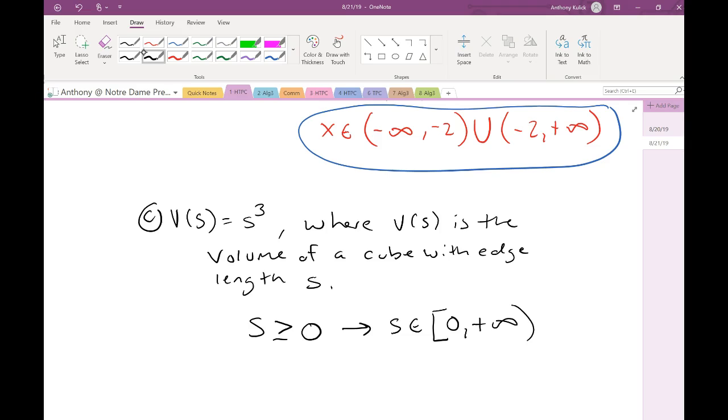Finding the range for something is almost always going to be considerably more difficult. One way we can always use to find ranges is we can use our graphing calculator. Although I'd like to spend some time here now talking about how to do it without using our graphing calculator, using a little bit of intuition.